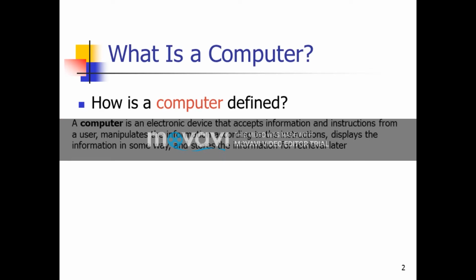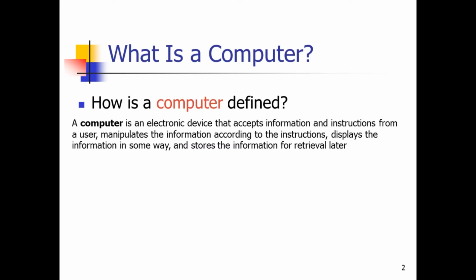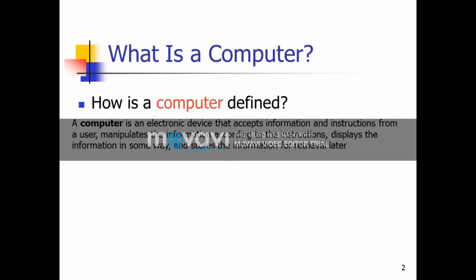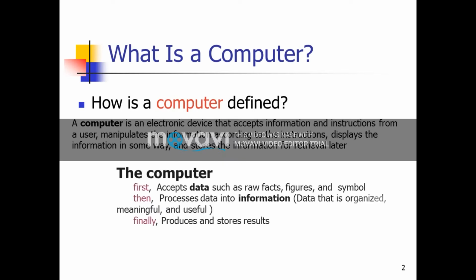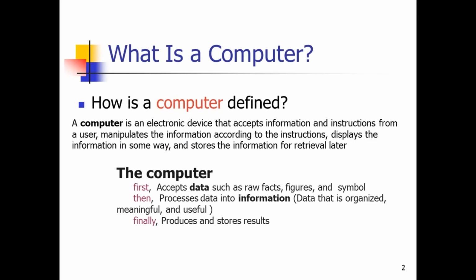Today we will talk about computers. What is a computer? How is a computer defined? A computer is an electronic device that accepts information and instructions from a user, manipulates the information according to the instructions, displays the information in some way, and stores the information for retrieval later. So firstly, it accepts data such as facts, figures, and symbols, then processes the data into information, and finally produces and stores results.